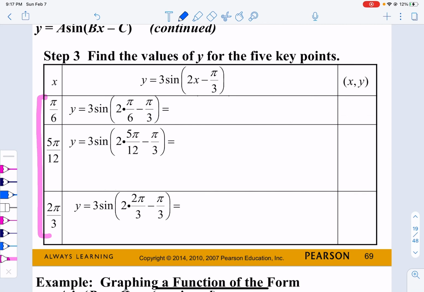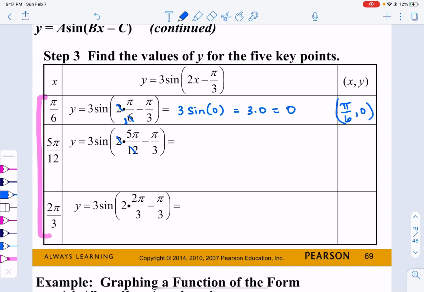Anyway, if you take this 2 times pi over 6 minus pi over 3, the 2 and the 6 are going to cancel to give you a pi over 3 minus a pi over 3. That means we're taking 3 sine of 0. And sine of 0 is equal to 0. So 3 times 0 gives you 0. So we're going to have a pi over 6, comma, 0.